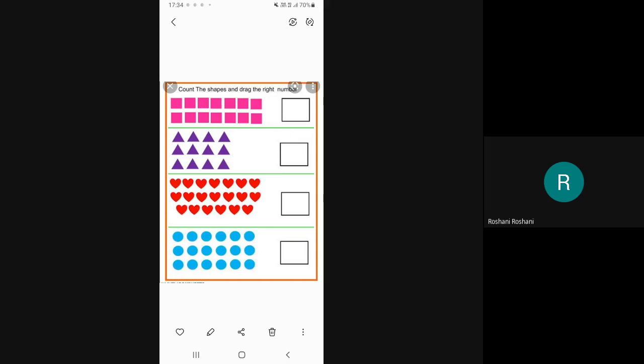Aradhya, can you count this truck's red color truck? Red color truck, and count it and tell me how many are there.